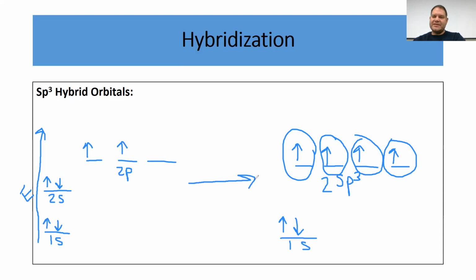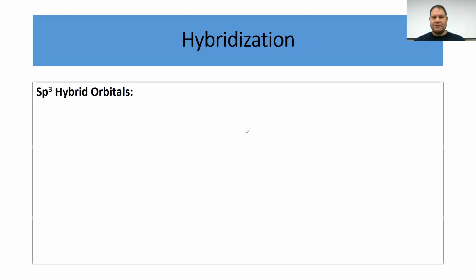So sp3 hybridization will result in four single bonds. Therefore, with sp3 hybridization we can form four sigma bonds, and that's really important to remember. We have head-to-head overlapping that will occur in these sp3 hybrid orbitals, okay? So that is known as the sp3 hybrid orbitals. But let's look at some other ones. Oh, before we do that, I want to show you one thing.